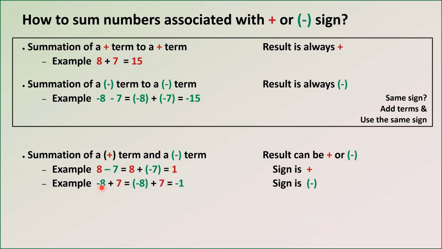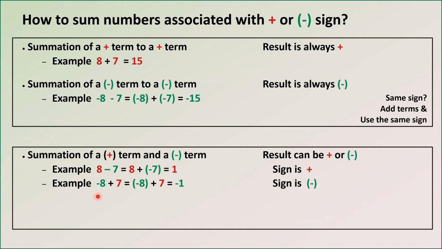However, if the number 8 is associated with the negative sign, while 7 is associated with the positive sign, in that case, I'm adding 7 to negative 8. The negative number is larger, so the result should be negative. I lost $8 yesterday and I got $7 today. So totally, I have lost $1. The result is a negative. So the sign is negative.